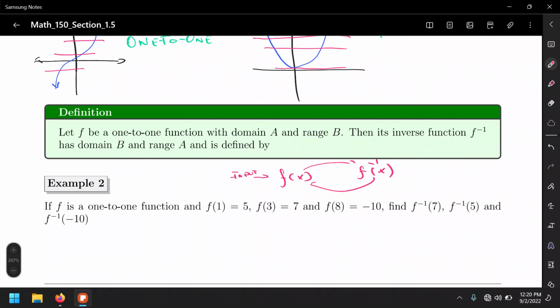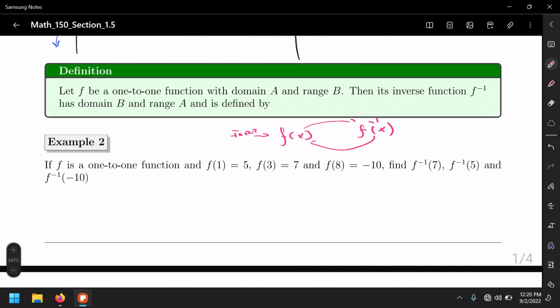This idea is very important when it comes to defining inverse functions of other functions that we're going to do soon. To illustrate this, f is a one-to-one function with these values: f of 1 equals 5, f of 3 equals 7, and f of 8 equals 10. We can interpret these function values as ordered pairs. However, I'm going to write these values in the notation of a mapping.